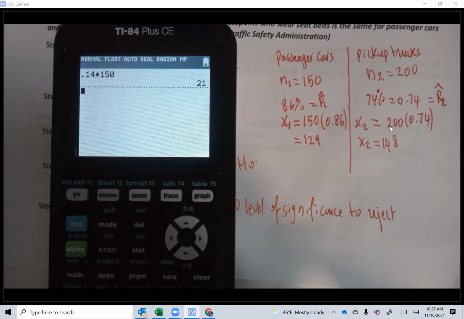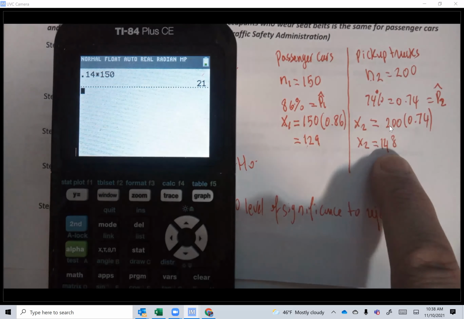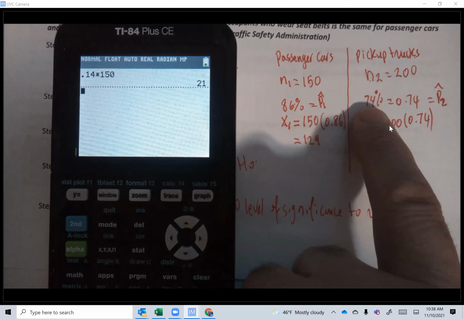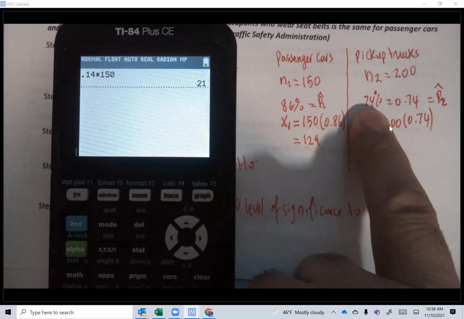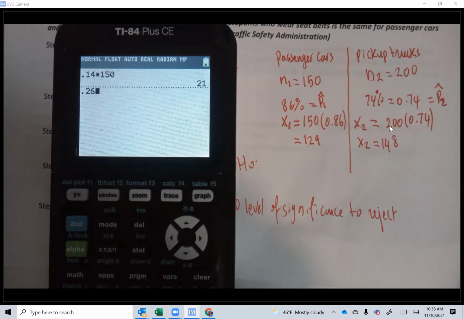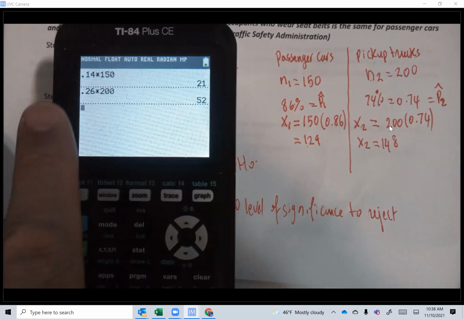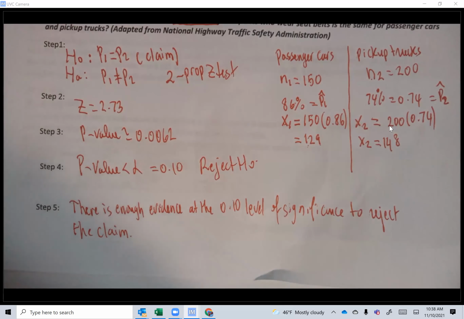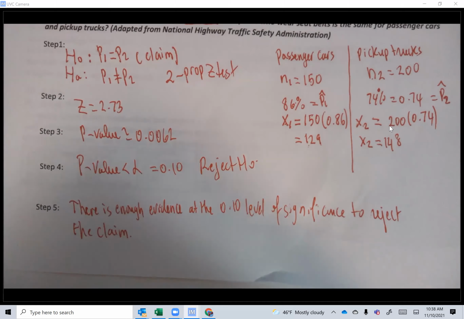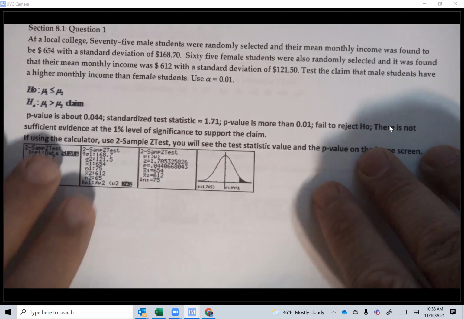Bigger than 5. Now you take 74% and multiply by 200. You already did. It's 148, bigger than 5. Now, if P2 is 74%, what would be Q2? 100% minus 74, which is 26%. Take 0.26 and multiply by 200. Bigger than 5, conditions of the test are met. If he doesn't ask you to verify the conditions of the test, then you don't verify them, but only if he asks you to. Okay, next question.